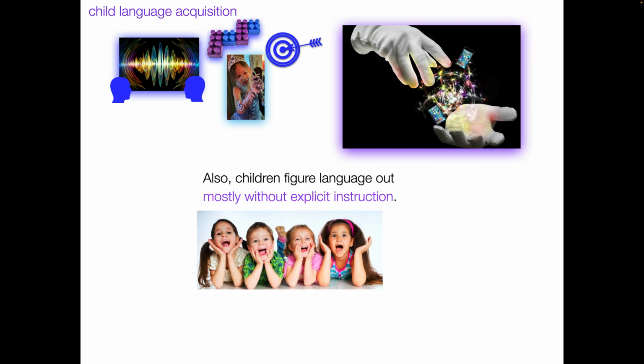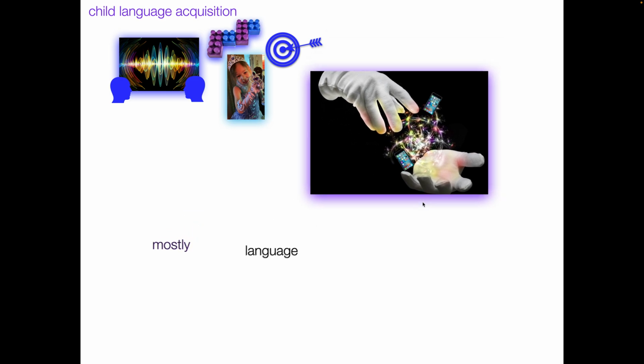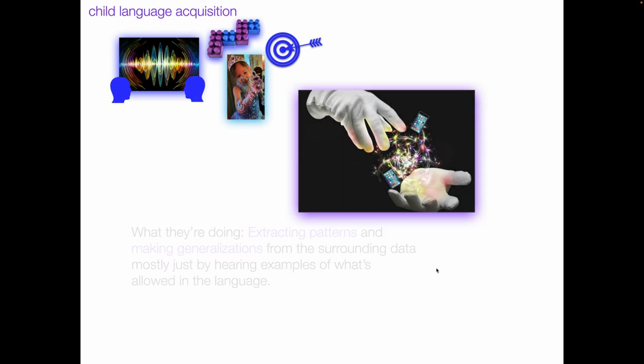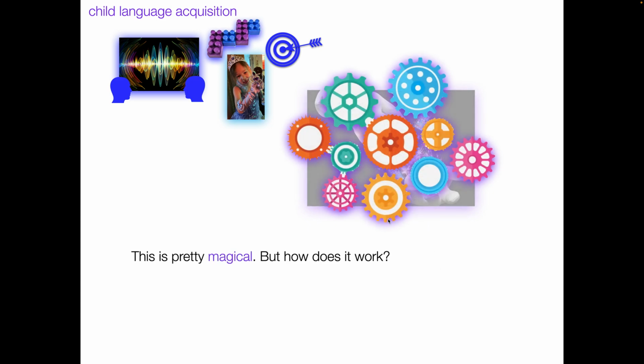Another fun fact is children basically seem to figure language out mostly without explicit instruction about a lot of the stuff we just talked about. Some of it you can instruct them about, most of it you can try and they don't listen. So they're mostly doing it on their own, and that is pretty magical. What they're doing is extracting patterns, making generalizations from their surrounding data just by hearing mostly examples of what's allowed in the language. That is what other speakers use when speaking to each other, right? And this is pretty magical.